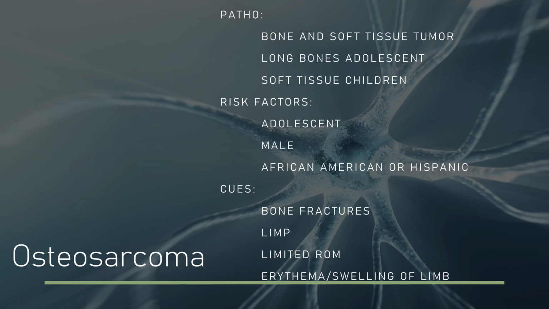The cues: bone fractures that are kind of unexpected. We don't expect to see a femur or a radial fracture as an adolescent, even as a school-age child. Limp, limited range of motion, and erythema or swelling of the limb. So none of these has to happen independently of each other. They can all happen at the same time, or they can be just one cue here and there.